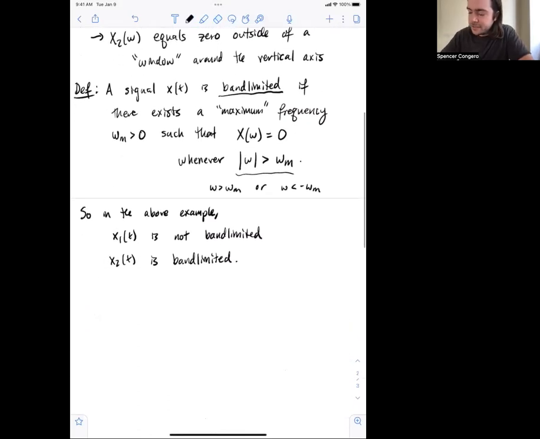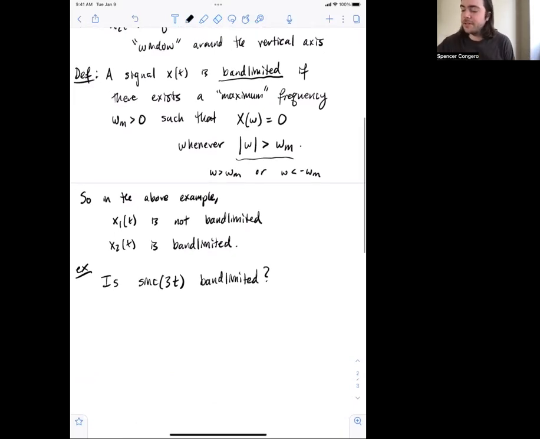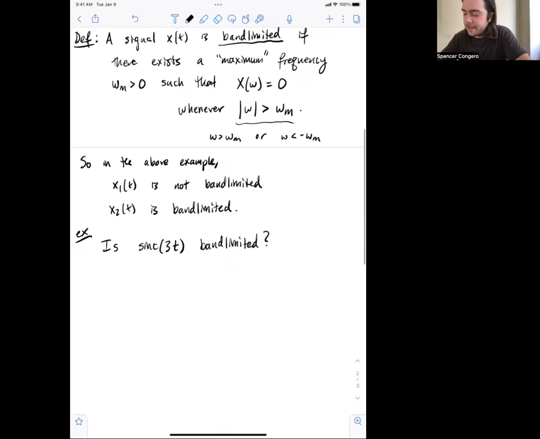All right, great. So let's do some examples to really get the hang of this. So first one is sinc of 3t. Is that a band limited signal? Is sinc of 3t band limited? So what do we have to do to figure this out? Well, we have to look at the Fourier transform and try and decide, is there some frequency band, some window around the vertical axis so that the Fourier transform of this function is 0 outside of it?